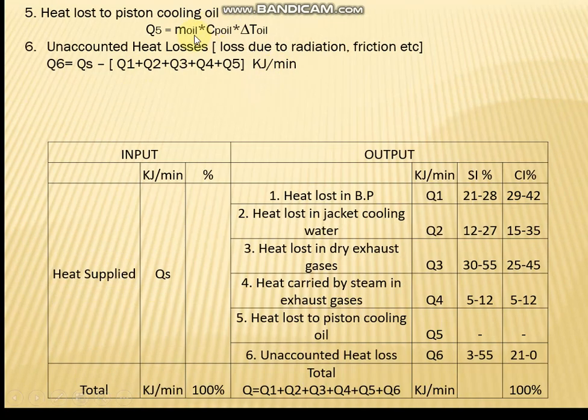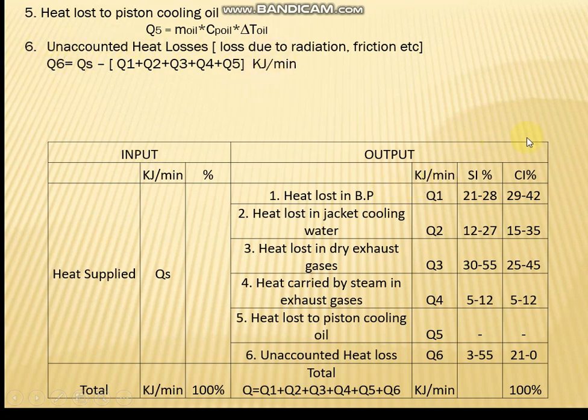Now, if the mass of oil, Cp of oil and temperature of oil are given, then you can write the heat loss to piston cooling oil. If it is not given, it is 0. The heat loss to piston cooling oil, Q5, is equal to mass of oil times Cp of oil times the temperature difference of oil. The last one is unaccounted heat loss, or loss due to radiation, friction, etc. So we can write Q6 equal to Qs minus brake power, engine cooling jacket, heat loss in dry exhaust gases, heat loss in steam, and heat loss in piston cooling oil.